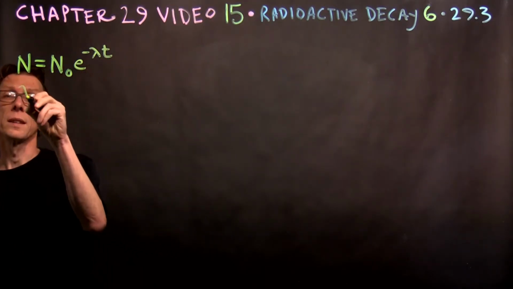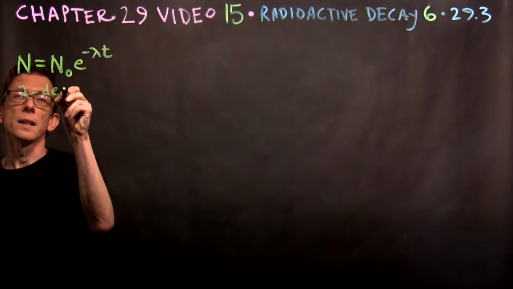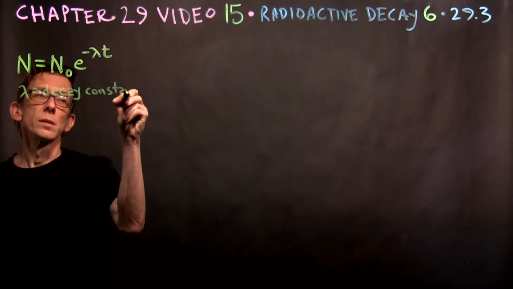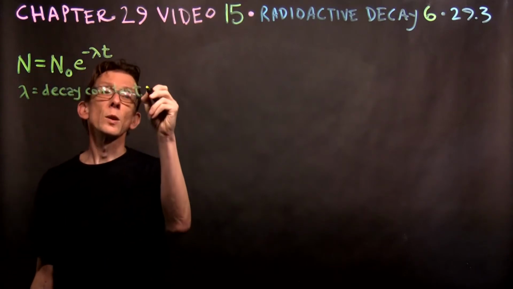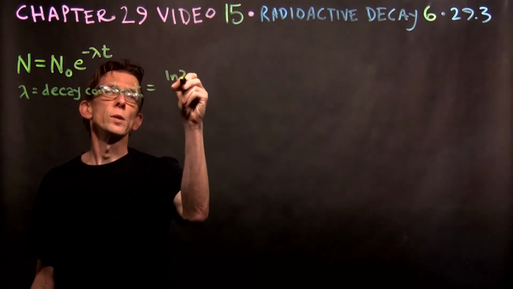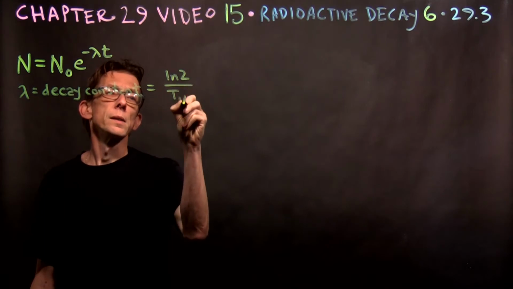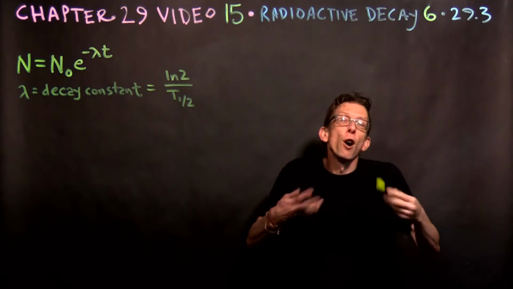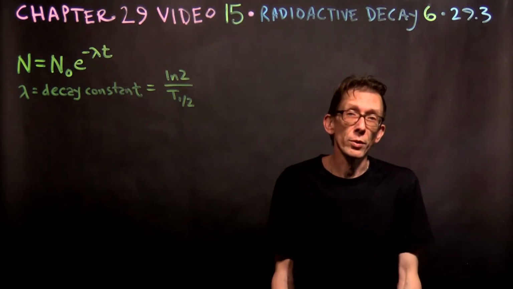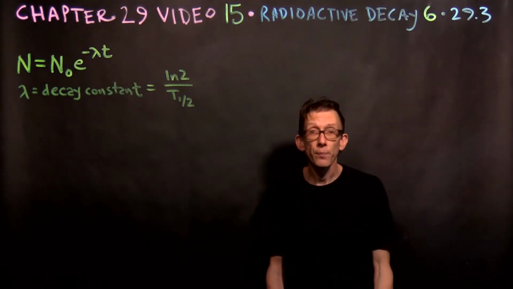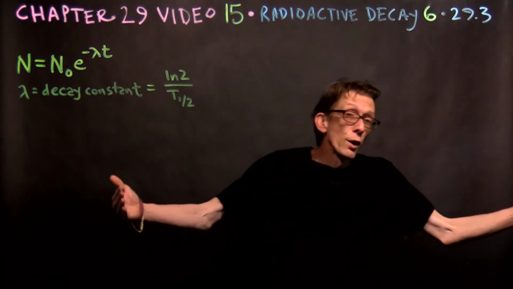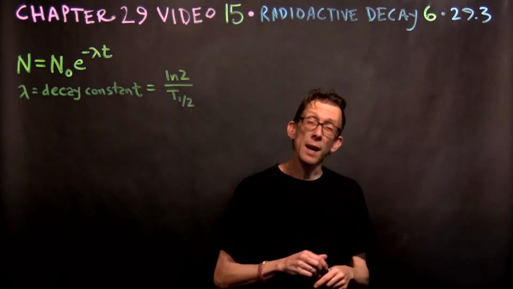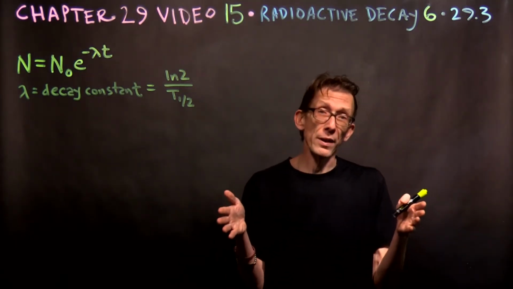Lambda is known as the decay constant, and it is equal to the natural log of 2 divided by the half-life. It's another way of expressing how long it takes for a certain nucleus to decay. Some have very short half-lives, some have very long half-lives. This one, radium-228, which we'll use as an example, has a sort of medium-length half-life of about 1600 years.